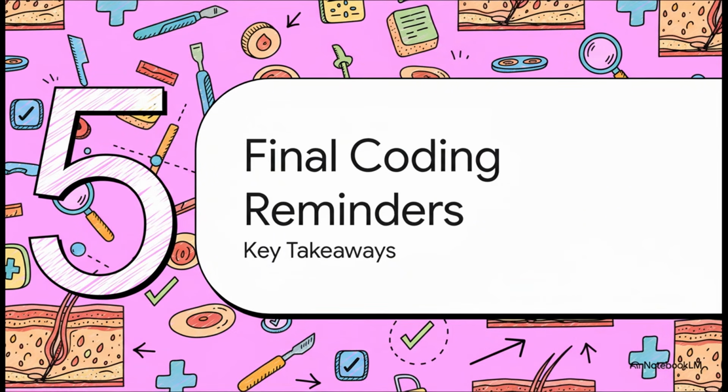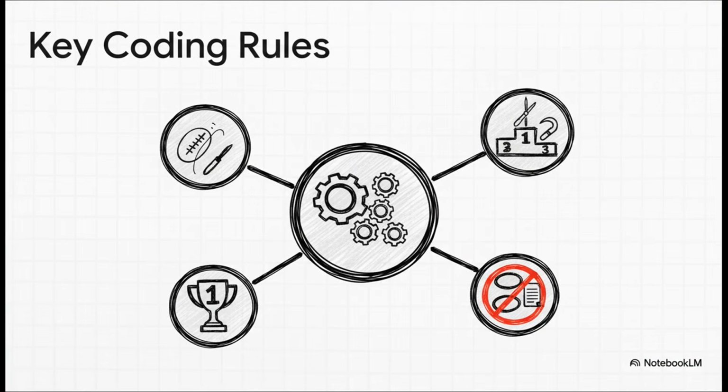Okay, we have covered a ton of ground. Let's wrap this all up with a quick lightning round of the most important things to remember. These are the key takeaways that are going to help you avoid those common coding mistakes. Let's lock these in. Number 1, simple closure is always included. Don't even think about reporting it separately. 2, you only report one primary code per session. 3, the highest level technique wins, and it gets to be that primary code. 4, a simple scraping or tape stripping is not a biopsy. And 5, never bundle separate lesions.